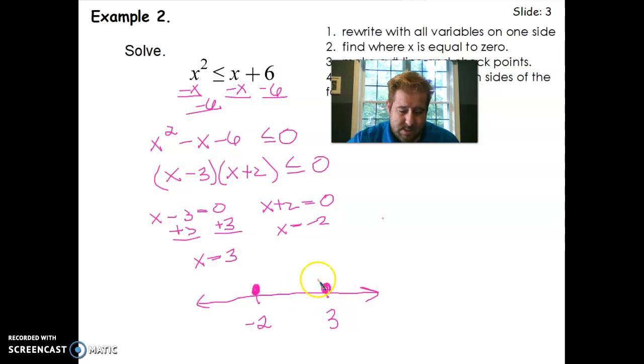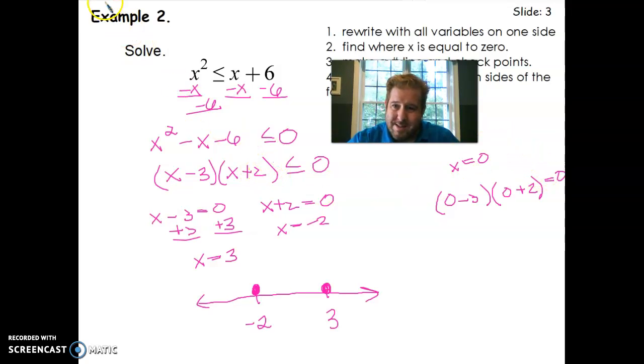The easiest one to test would be 0. If I make x 0, I can plug it in here, or here. I'm going to choose the factored form. I think that would be the easiest. So I'm going to replace x with 0. That's 0 minus 3 times 0 plus 2 equals 0.